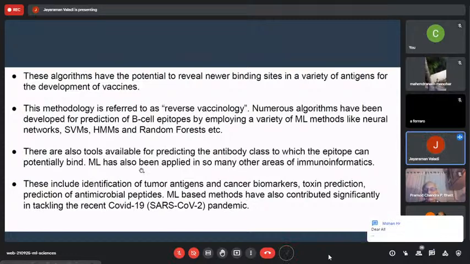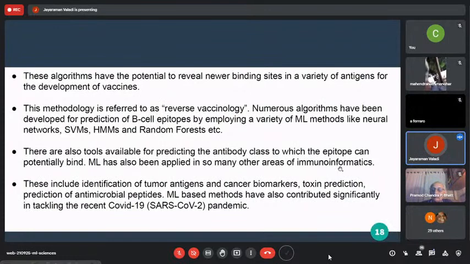ML has been applied to many other areas of immunoinformatics also. These include tumor antigens and cancer biomarkers, toxin prediction, and prediction of antimicrobial peptides, and ML-based methodologies have also contributed significantly in tackling the recent COVID pandemic.